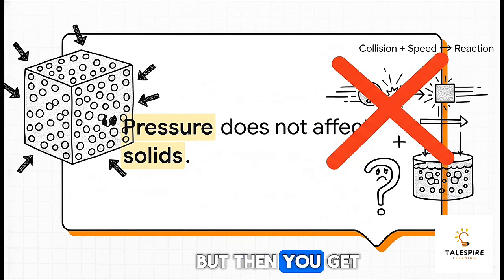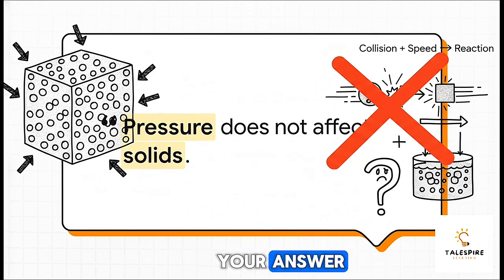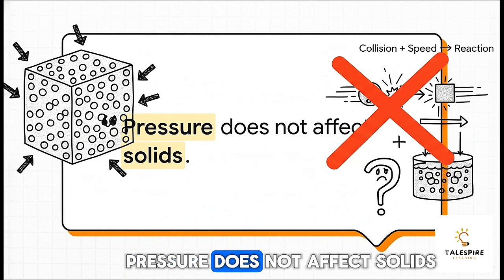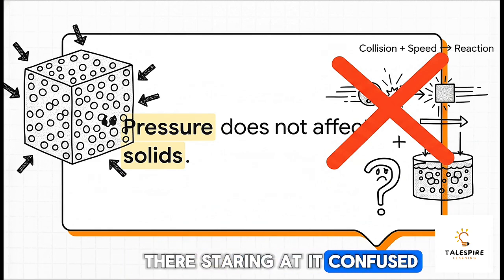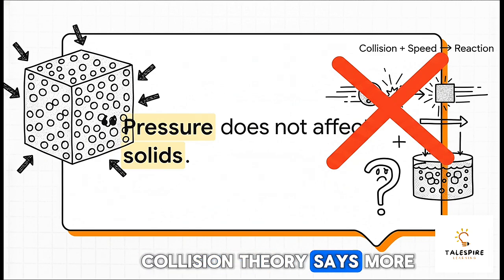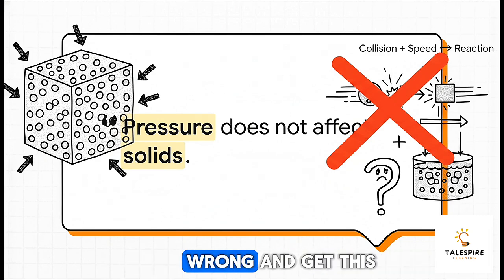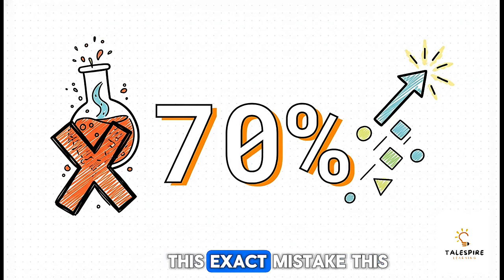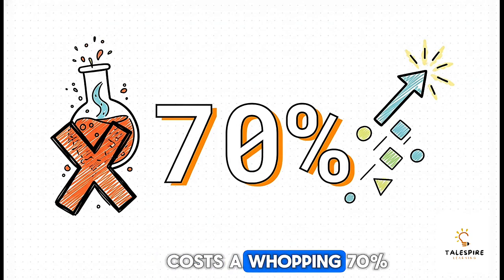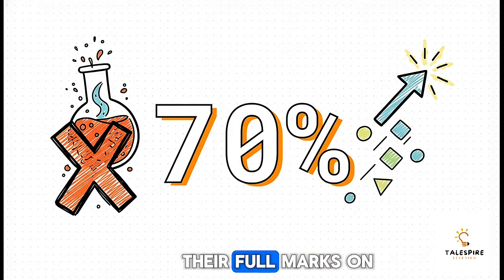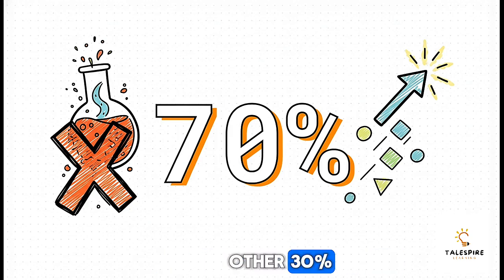But then, you get your paper back, and there's a giant red X right through your answer. The examiner's note says pressure does not affect solids. And you're just left there staring at it, confused. Wait a minute. Collision theory says more collisions means a faster rate. So why is this wrong? And get this, this specific misunderstanding costs a whopping 70% of students their full marks on these kinds of questions. Today, we're gonna make sure you're in the other 30%.